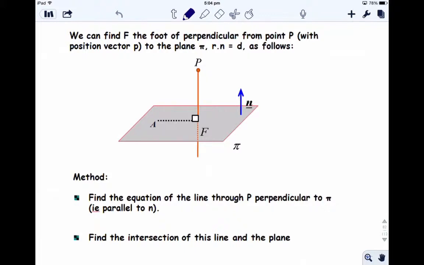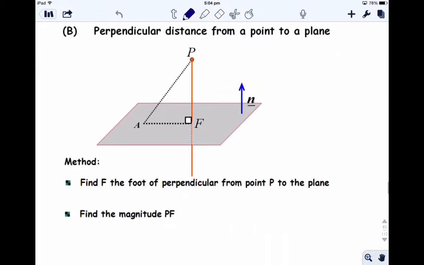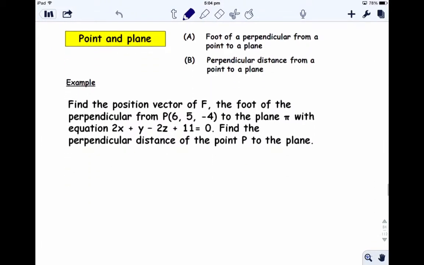So how are we going to do it? We're going to find the equation of P to F, and we're going to solve simultaneously to find the intersection of the line and the plane, and we did that in the last video. That will give us the point F. Then we can use Pythagoras in 3 dimensions to find the length from P to F. Okay, so let's do it.